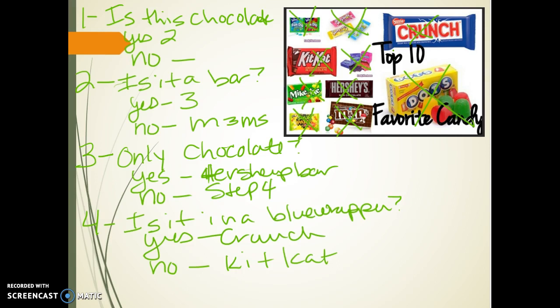Now we have to go back and do the same thing for the non-chocolate items. Now that I know that chocolate's going to take me through step 4, we can say up here, if it's no, go to step 5. And then in step 5, we will look at those non-chocolate items and go through the same process until we can specifically identify each one of those.